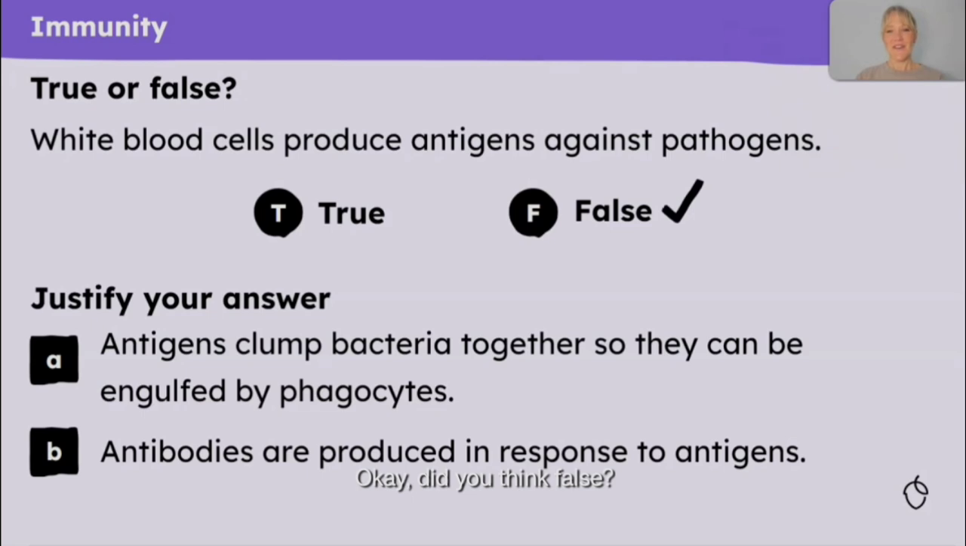Okay, did you think false? Well done. And that is because the antibodies are produced in response to the antigens. Excellent, well done.